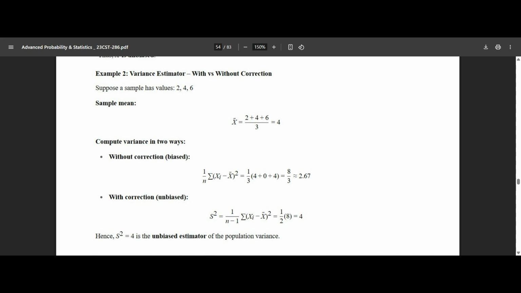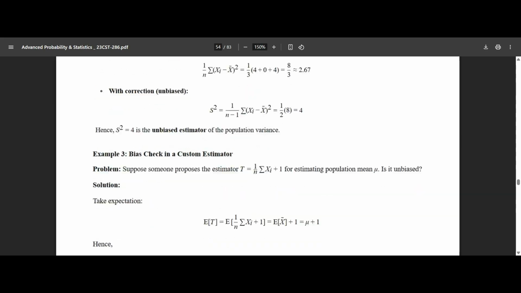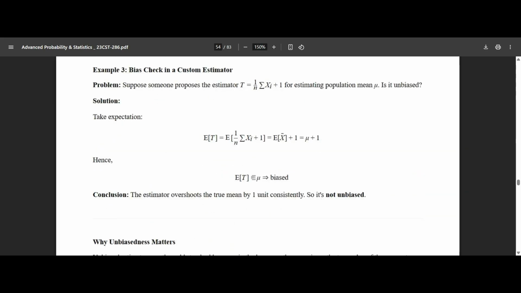So for estimation, the correct formula is s square equals 1 by n minus 1 sigma xi minus x bar whole square. Okay. Bias check in a custom estimator. Suppose someone proposes the estimator t equals 1 by n sigma xi plus 1 for estimating population mean mu. Is it unbiased? So we need to find if E of t equals mu, because in this question we need to check if this estimator is unbiased for mu.